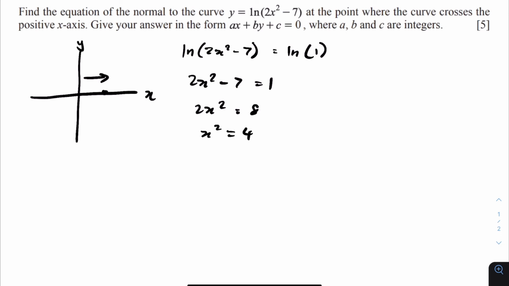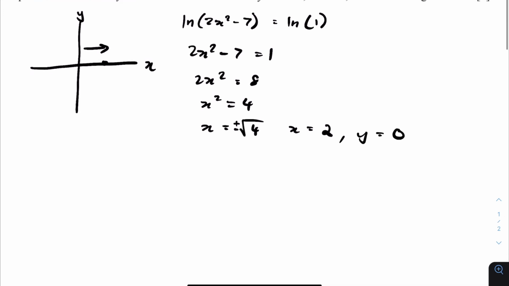The reason they've said positive x-axis is because there are two solutions. One is positive and one's negative, because when we do x is equal to root 4, it could be plus or minus root 4. So in this case, because it's positive, we have to go with x is equal to 2. So the point is x equals 2, and obviously, the y-coordinate is 0 at this instant. So now we have enough information. We've got our coordinate, which is (2, 0), and we've got our curve.